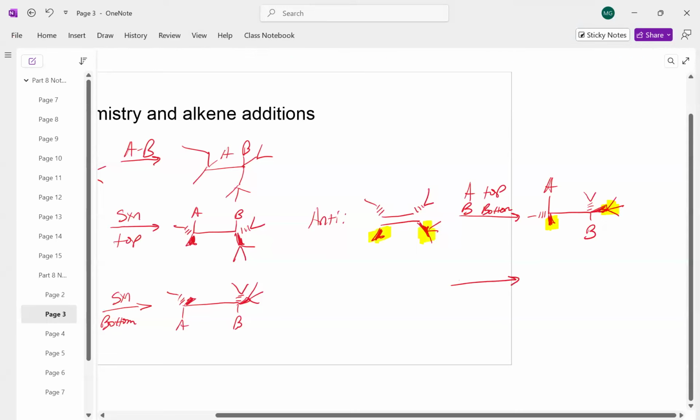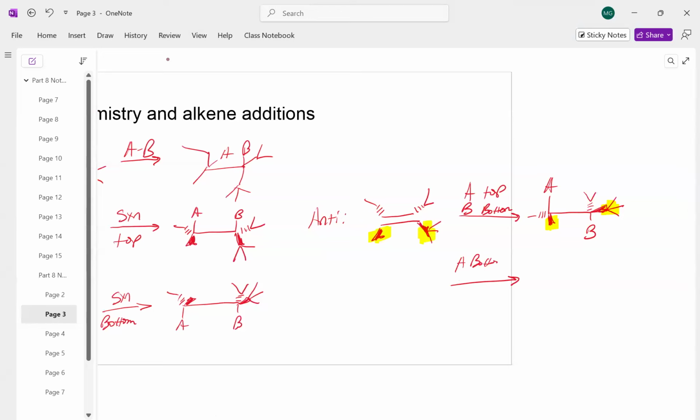Now on the flip side, what if A went to the bottom and B went to the top? So we have A down, B up. So my tert-butyl group, I'll just draw like this. Isopropyl group like that. Methyl group should be cis to the tert-butyl. And then the ethyl should be cis to the isopropyl.